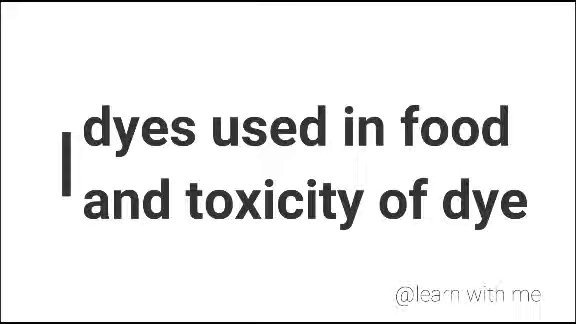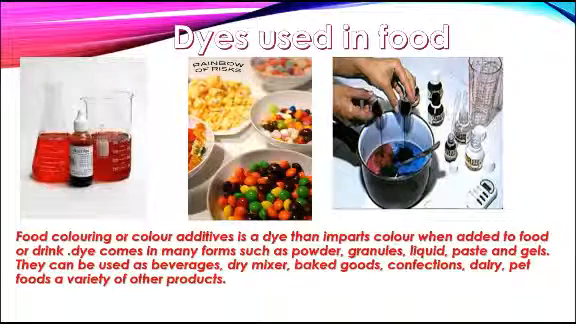So today we'll be learning about the dye used in the food and also the toxicity of the dye. So let's begin with the dye used in the food. Food coloring or color additive is a dye that imparts color when added to the food or drink. Dye comes in many forms such as powder, granule, liquid, paste, gel. They can be used in beverages, dry mixes, baked goods, confections, dairy, pet food, and a variety of other foods.